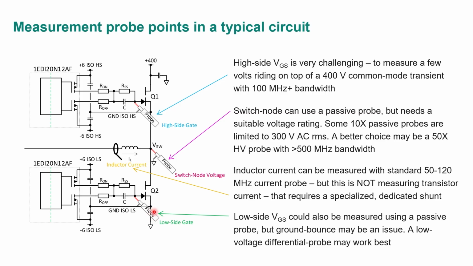So I've shown in this diagram here a couple of points that you should look at when you're looking at the system for the first time. One is on the low side gate. Then there is the switch node in the middle of the half bridge. And then there's the high side gate. And let's talk about how to make these measurements and what probes to use and how they work.